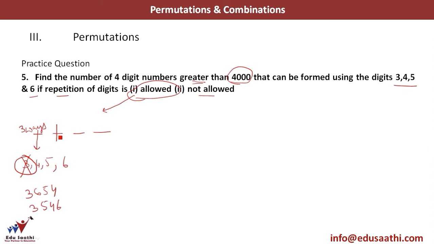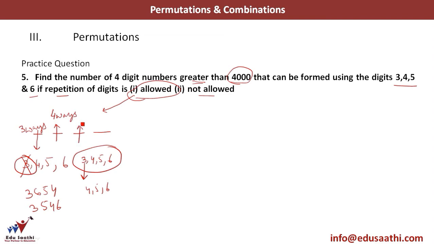Now for this second space, since the repetition of digits is allowed, I can have any of these 4 digits, 3, 4, 5 and 6. Even 3 can occur in the hundreds place. Why? Because if the number is starting with either 4 or 5 or 6, if 3 occurs at the hundreds place, it is definitely going to be bigger than 4000. So this space can be filled up in 4 ways.